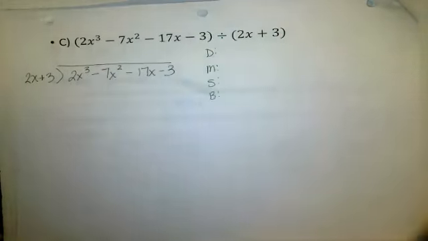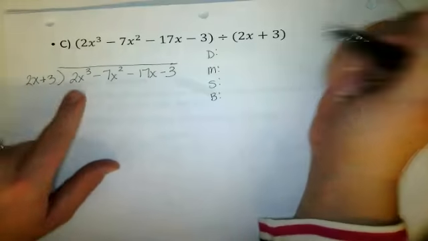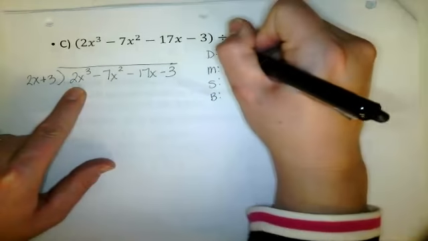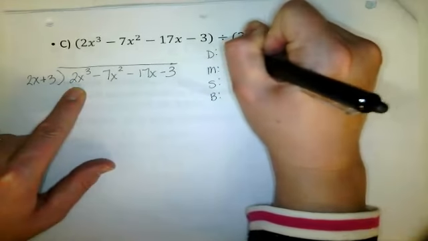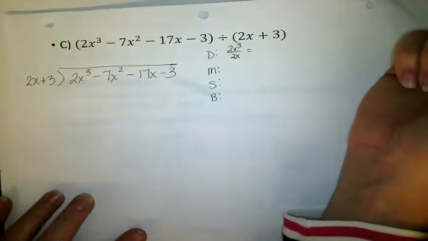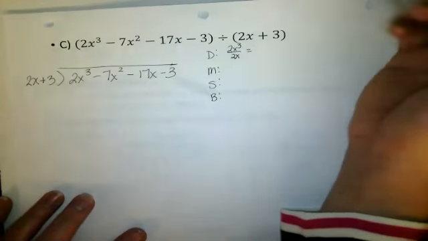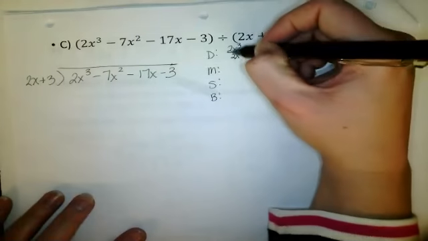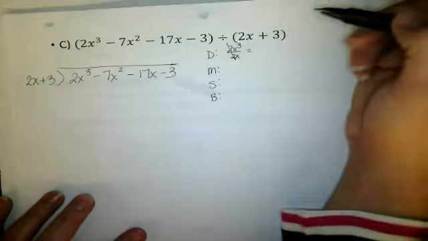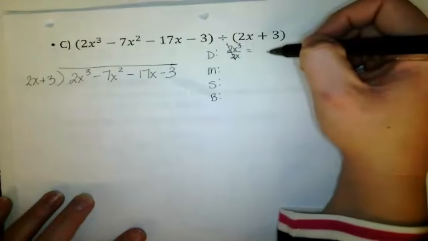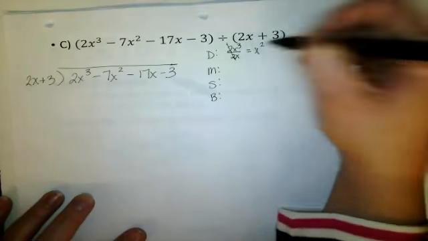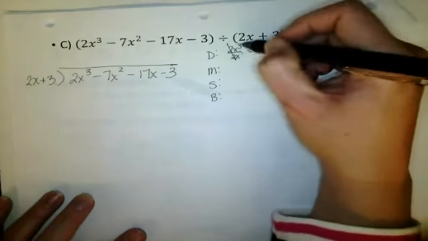What are we dividing first? 2x cubed divided by 2x. So the leading terms, 2x cubed divided by 2x. How does that clean up? What happens to the 2's? They cancel out. What's x cubed divided by x? X squared. Yeah, you subtract. That's right, 3 minus 1. So we get x squared for our first part of our quotient.